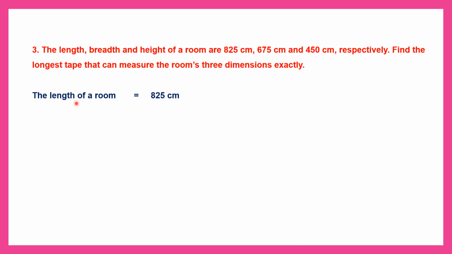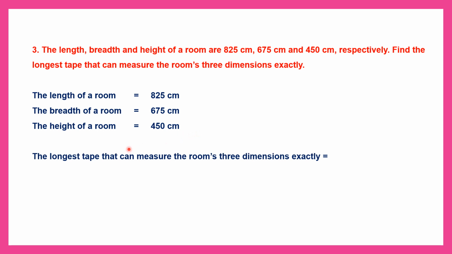So let's begin by writing the length of the room, the breadth of a room and the height of a room are given to us. Now, the longest tape that can measure the room's 3 dimensions exactly will be the HCF of these 3 numbers. So let's find the HCF of these 3 numbers. So let's begin with the prime factors of 825. So let's begin with 5 itself.